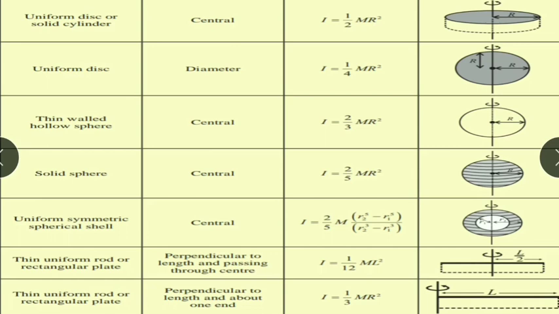For thin walled hollow sphere, moment of inertia is equal to 2 by 3 mr square, and for solid sphere 2 by 5 mr square. Similarly, for rod, moment of inertia is ml square upon 12 about an axis passing through its center and perpendicular to its length, and moment of inertia is equal to 1 upon 3 ml square for a rod about an axis perpendicular to its length and passing through one end.